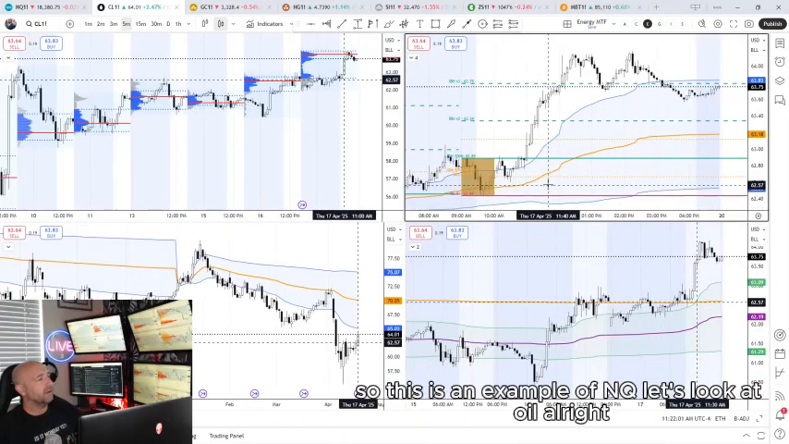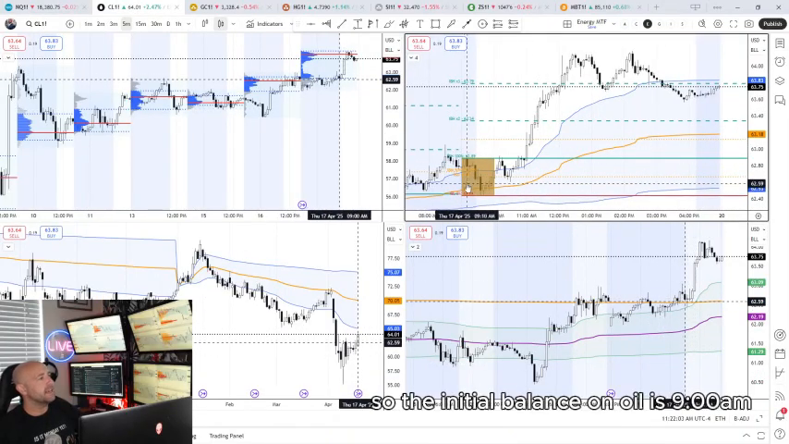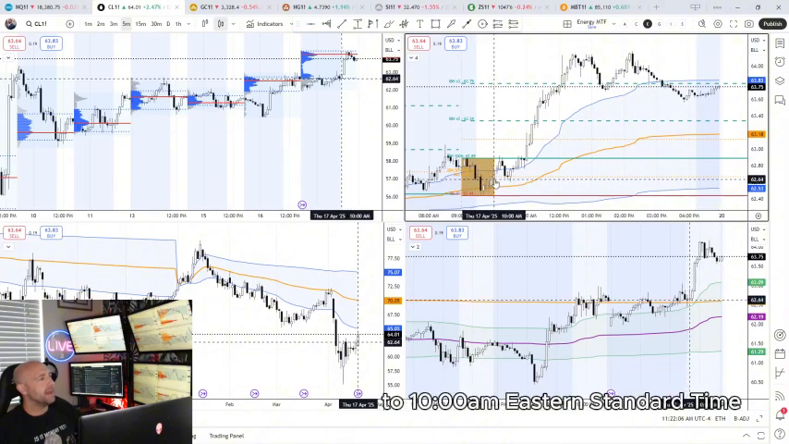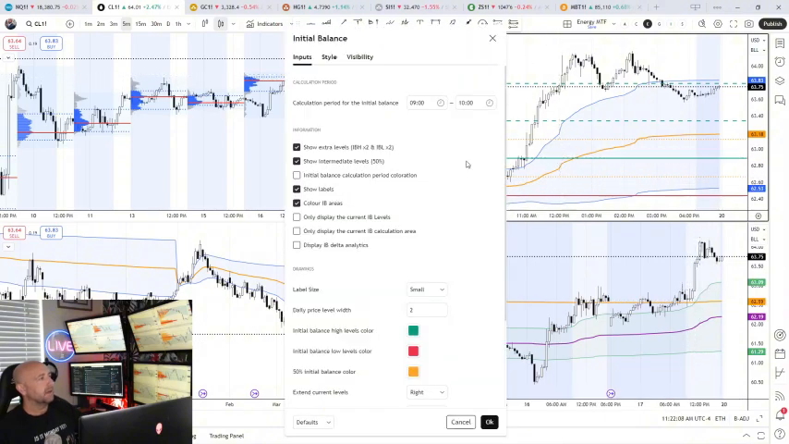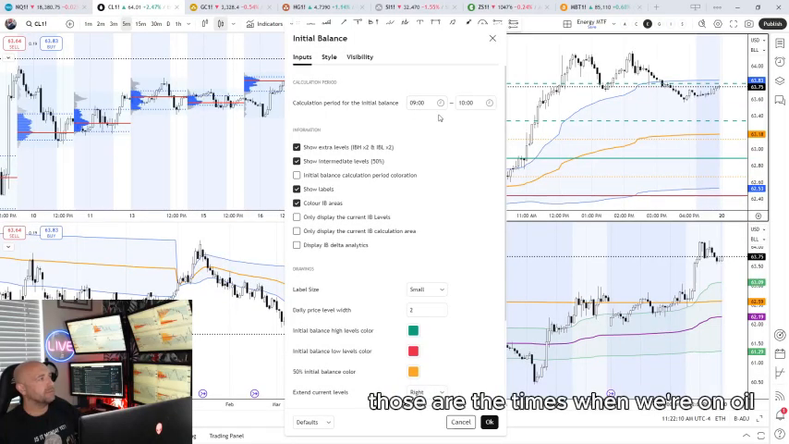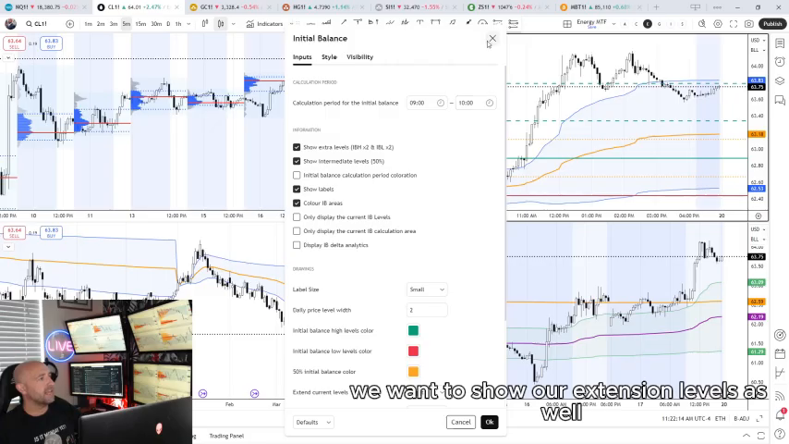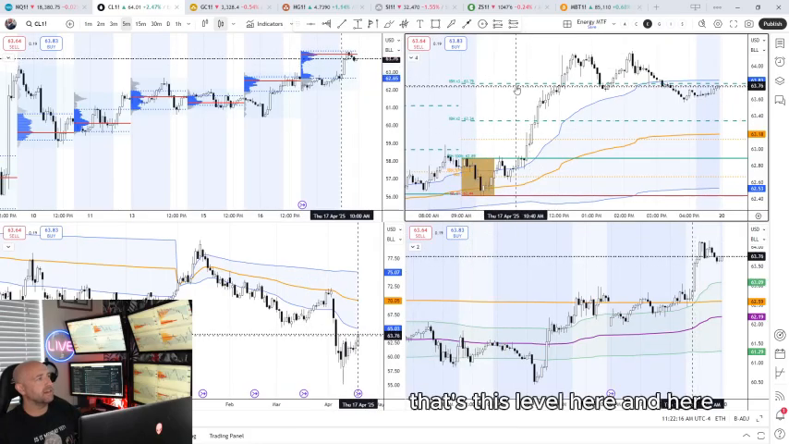Let's look at oil. All right, so the initial balance on oil is 9 a.m. to 10 a.m. Eastern Standard Time. All right, so we're making sure those are the times when we're on oil for our initial balance. All right, we want to show our extension levels as well. That's this level here and here.